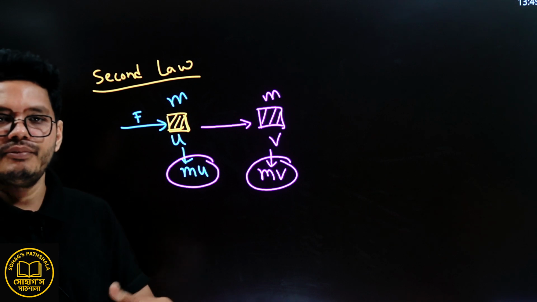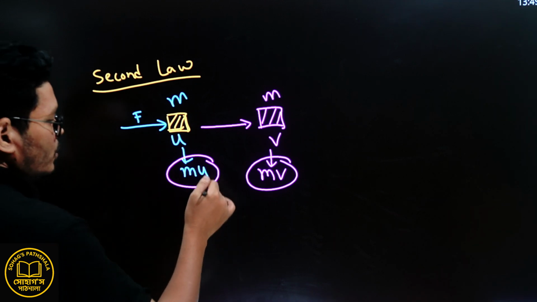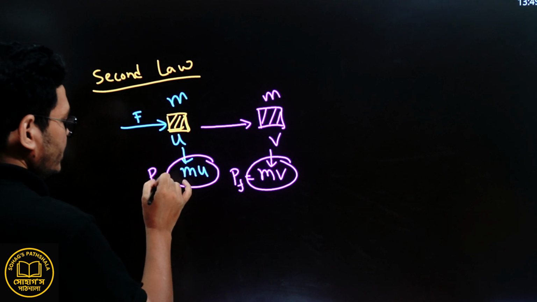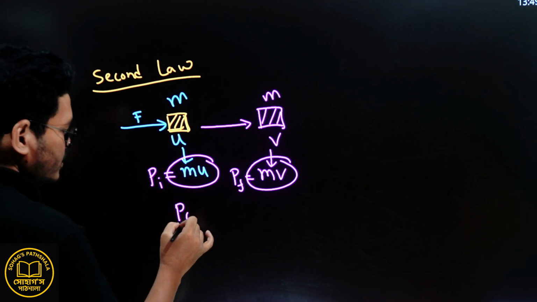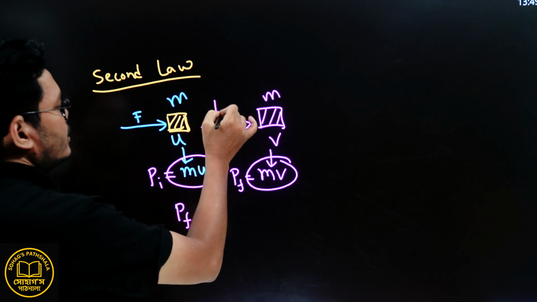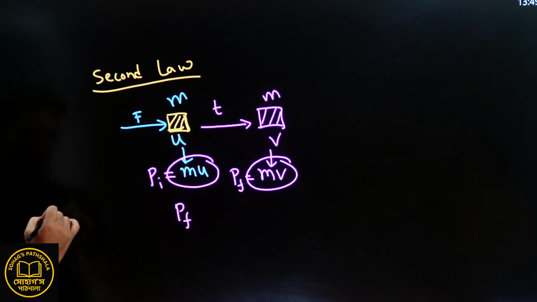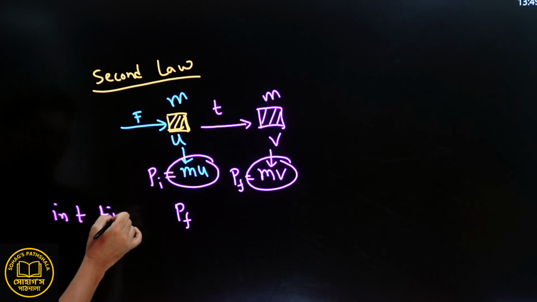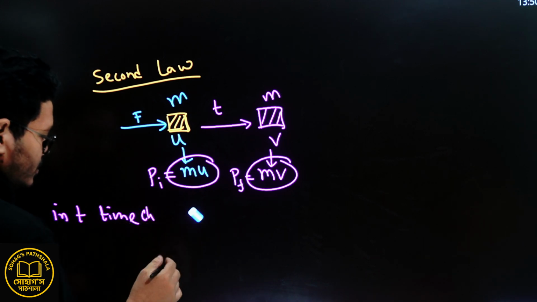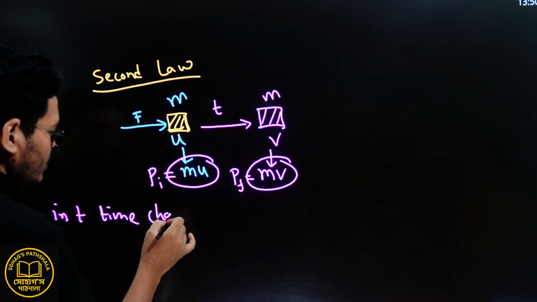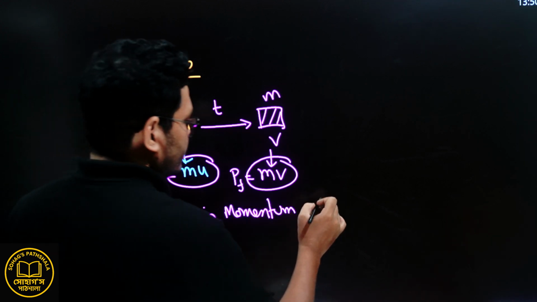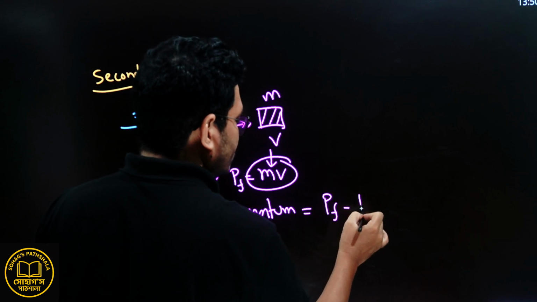So what is the change in momentum? Final momentum minus initial momentum. That is the momentum pf, and that is pi, the initial momentum. So the change in momentum is pf minus pi. If the force was applied for t seconds, for example, time t, then in t time the change in momentum is equal to pf, the final momentum, minus pi, the initial momentum.